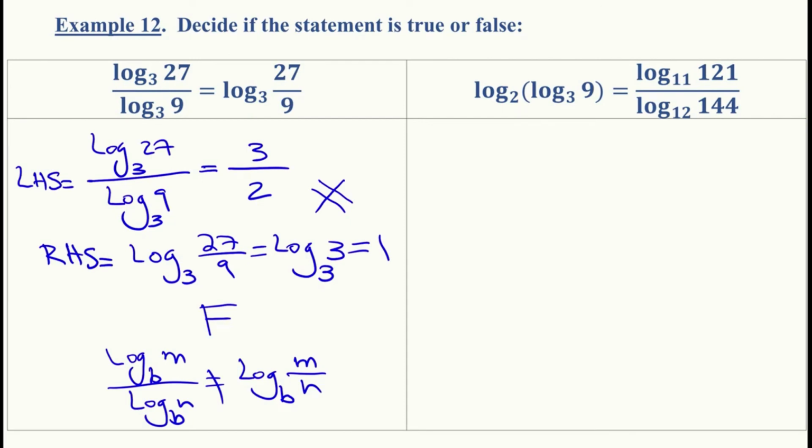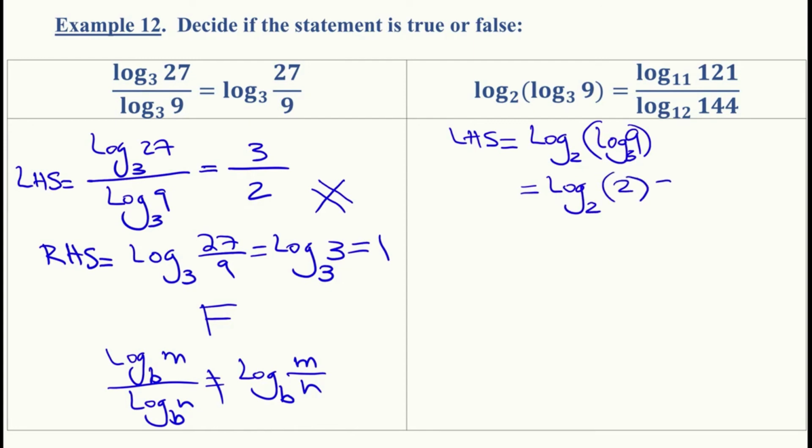Let's look at the one on the right side now. So we'll start with the left-hand side, which is log base 2 of log base 3 of 9. Using the order of operations, we'll start from the inside. So we need to figure out log base 3 of 9. Of course, we know that's just 2. So this becomes log base 2 of 2, and we know that is just 1. So that's what the left-hand side gives us.